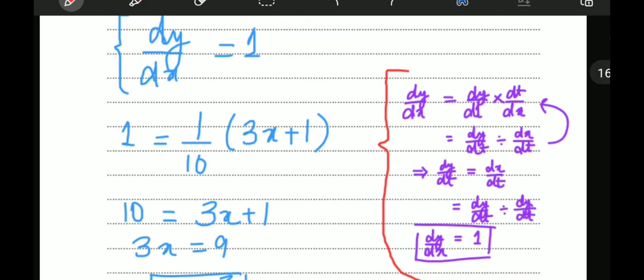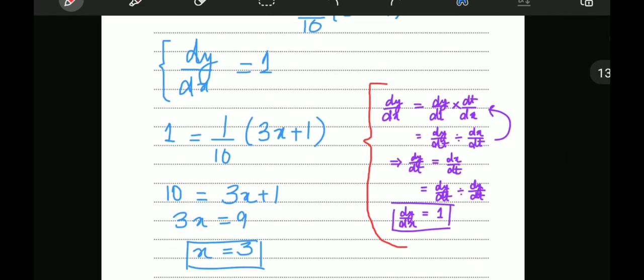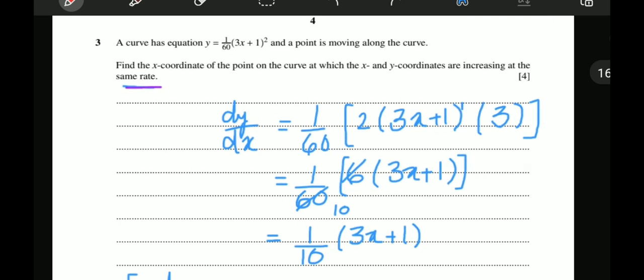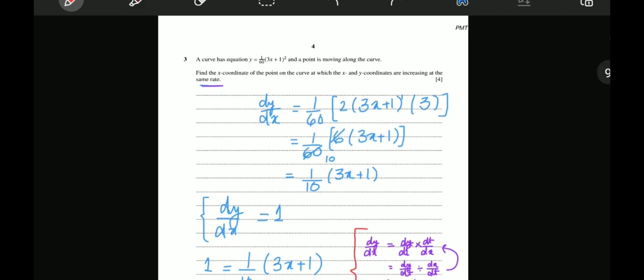Okay, so this gives you dy by dx equals 1, because x and y are increasing at the same rate. So this is going to give you 1 equals 1 over 10 into 3x plus 1. 10 will be multiplied on this side, and you'll get the value of x, that is x equals 3. This is what they were asking in the first place: find the x coordinate of the point on the curve at which the x and y coordinates are increasing at the same rate. I hope you get this question.